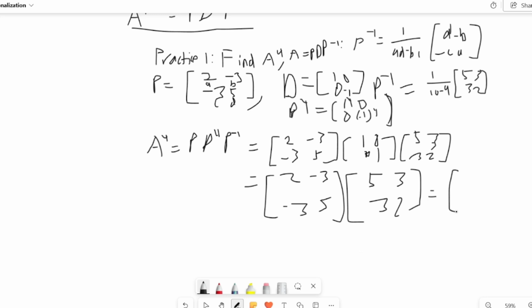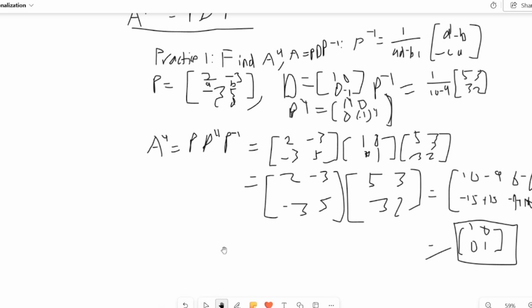So we get 2 times 5, 10, minus 9. And then first row times second column, 6 minus 6. Second row times first column, so negative 15 plus 15. And then second row times second column, negative 9 plus 10. And the answer we get after simplifying this would be a 2 by 2 identity matrix. You can see that calculation is a lot simpler after you apply the diagonalization.